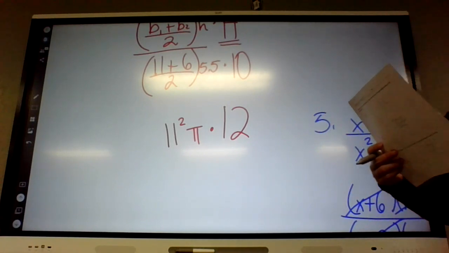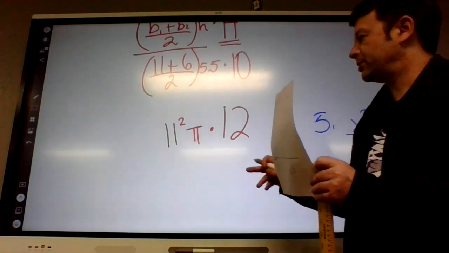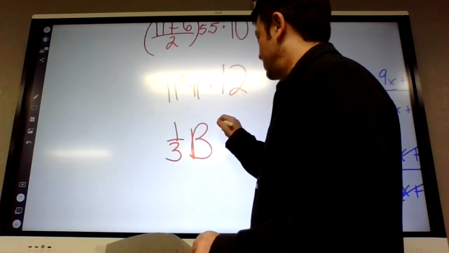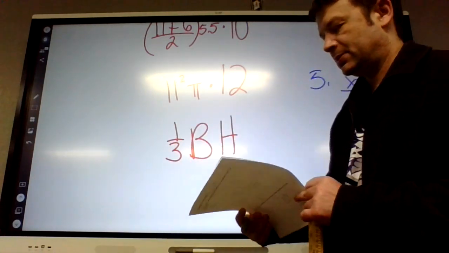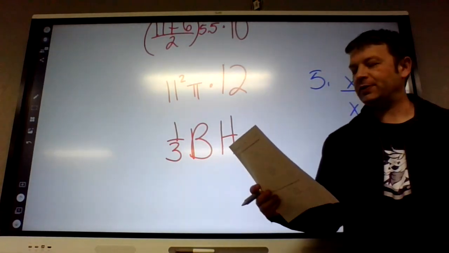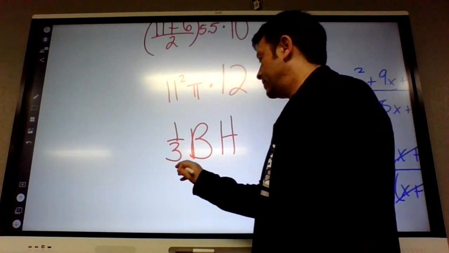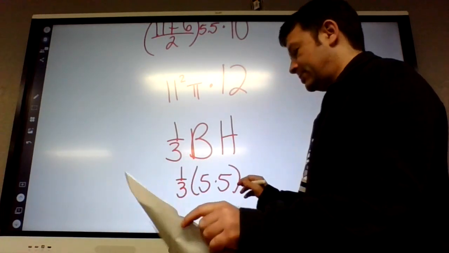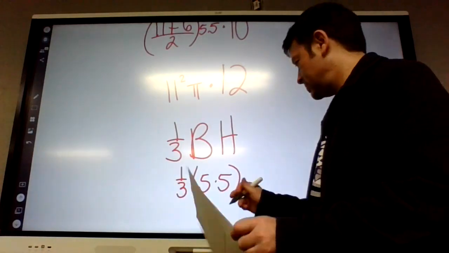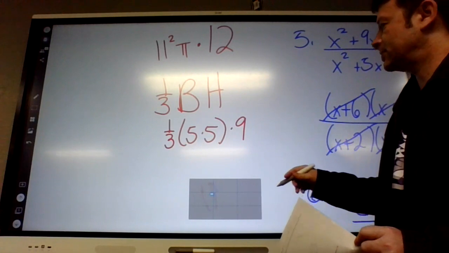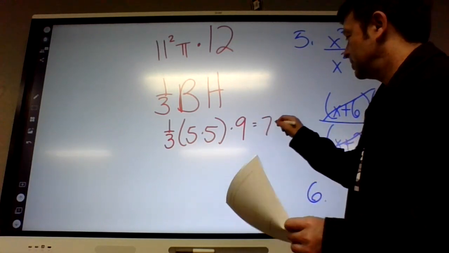Okay, number 10 is a pyramid, so it's 1/3 base times height. But how would we find the base on number 10? 5 times 5, so it's just 1/3 times 5 times 5 times the height, which is 1. That one's kind of easy. 75.